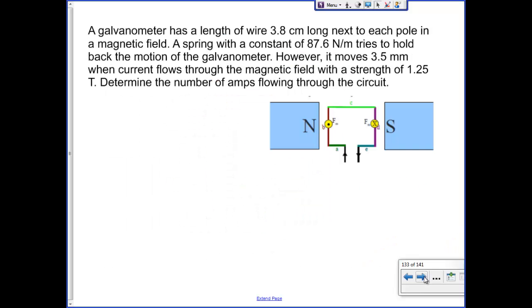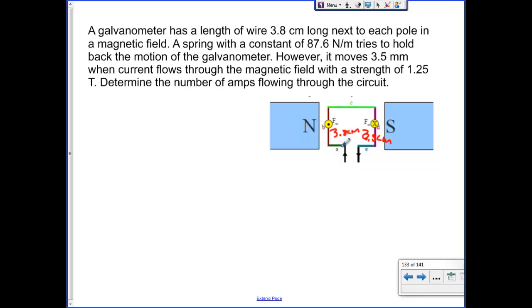So, I actually have a question to try on this. Let's say you have a galvanometer and it has a length of wire next to each pole. So this guy right here is 3.8 centimeters and this guy right here is 3.8 centimeters. And then we put it inside a magnetic field and we run a current through it. I'm even going to show you the direction of the current. The current is going this way.